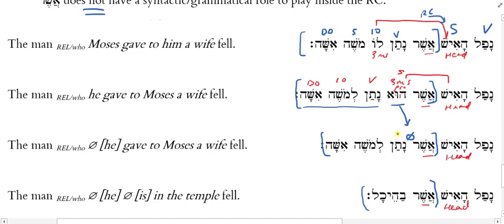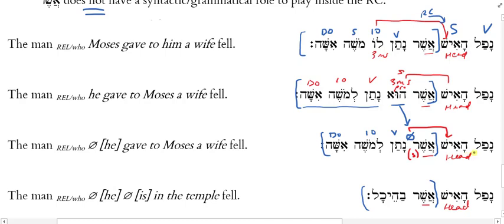Okay? So, here's my question. Which element in this sentence co-refers with the head ha'ish? Nathan Moshe Isha. Nathan is the verb. Moshe is the indirect object. Isha is the direct object. None of these participants over here refers to the same person that ha'ish refers to. What is the co-referential element? It is the null subject. The null subject, which is simply unstated, the subject of Nathan, is the same as the word ha'ish. So the man who, that man, gave Moses a wife, the man who gave Moses the wife.